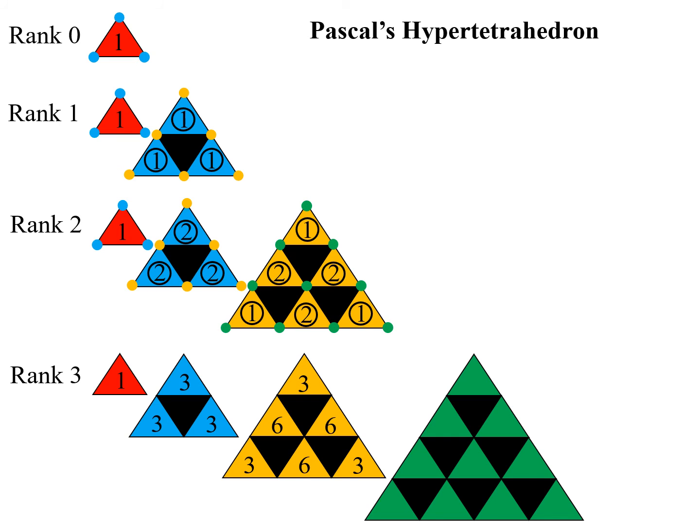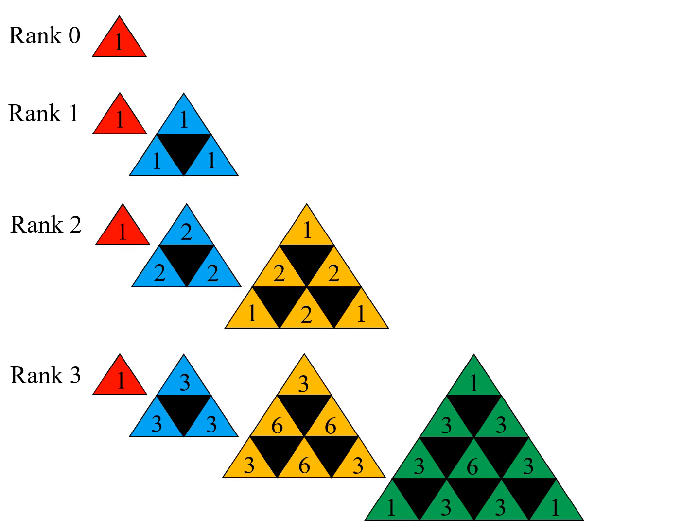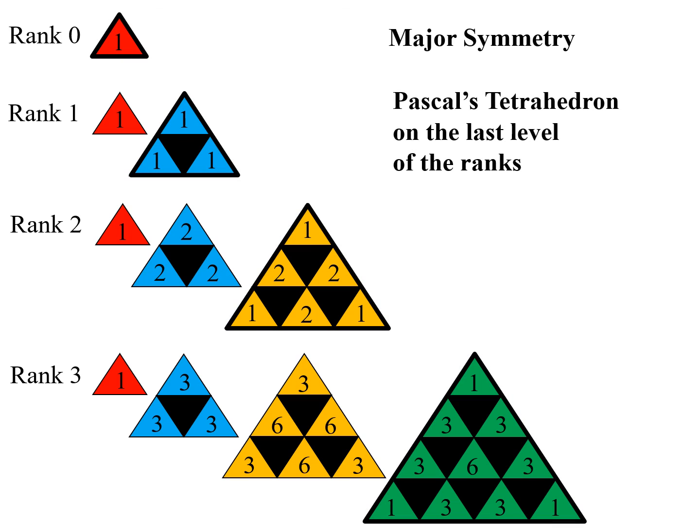We compute the last level of rank 3 by doing what we did with Pascal's tetrahedron. Rank 3 is complete. Let's take away the dots. That looks great. Pascal's hypertetrahedron has major symmetry. Also, Pascal's tetrahedron is seen on the last level of the ranks.